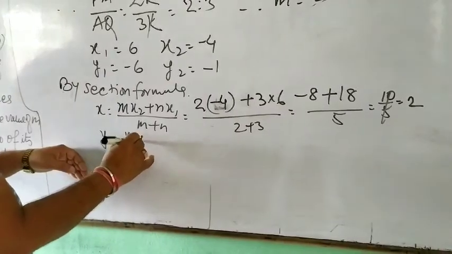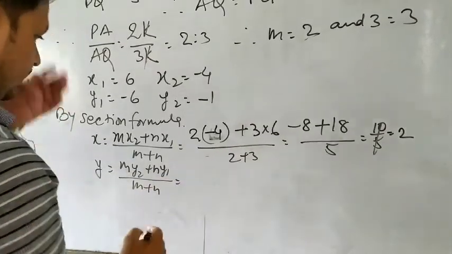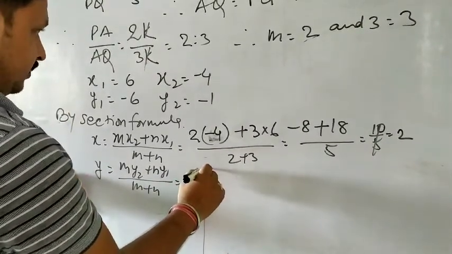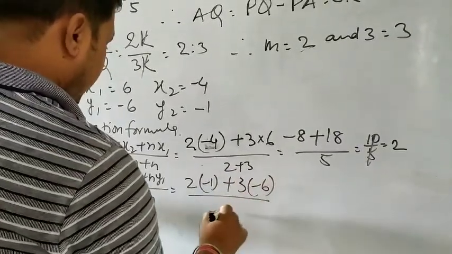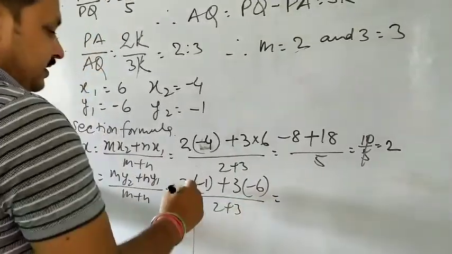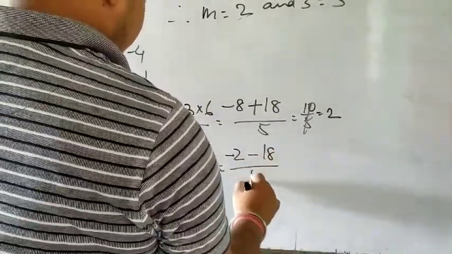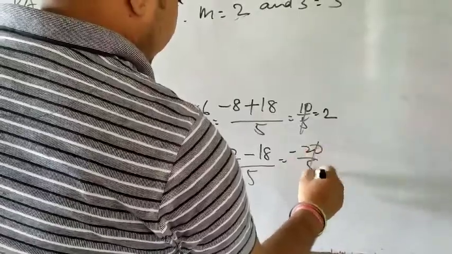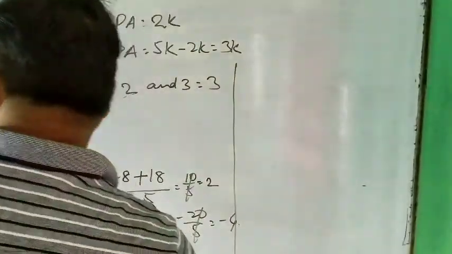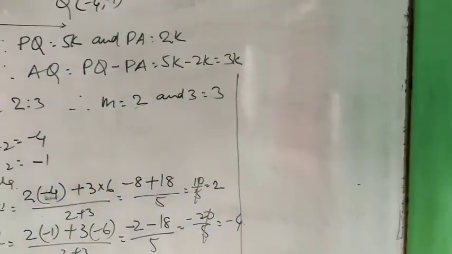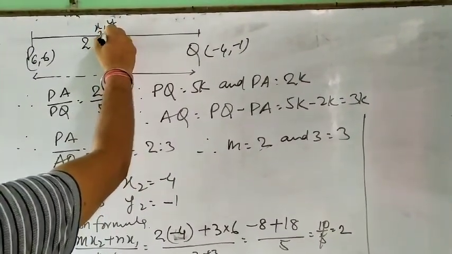y equals (m y2 plus n y1) by (m plus n). So that 2 into -1 plus 3 into -6, by 2 plus 3. That means -2 minus 18 by 5, -20 by 5. That means -4. Now we can find the value of A: (x, y) equals (2, -4).